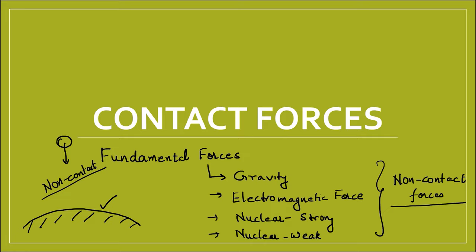Similarly, if you have a magnet, let's say a horseshoe magnet, very commonly available, let me draw it. So this is a horseshoe magnet, and there is an iron nail. If you place the magnet closer to the nail, the nail is going to get attracted towards the magnet. Now again, you can attract the nail from a distance, right? So there is no contact again.